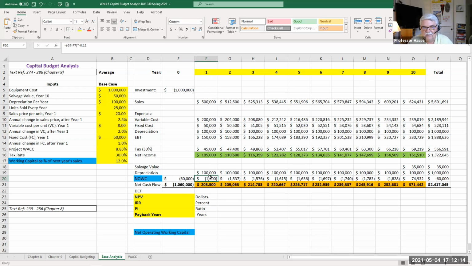In other words, at the end of year 1, we have $61,500 in accumulated working capital cash disbursement, and that's 12% of $512,500. This continues on throughout the year until year 10, when all this cash flow is now no longer needed and added back in. 12% of $624,431, the last year's revenue, is $74,932.